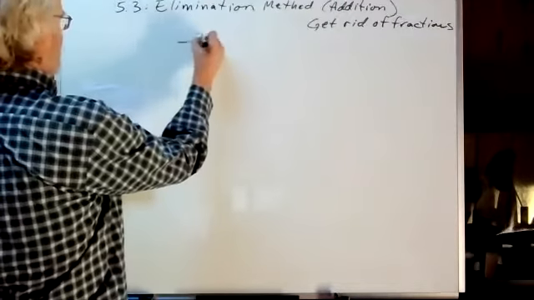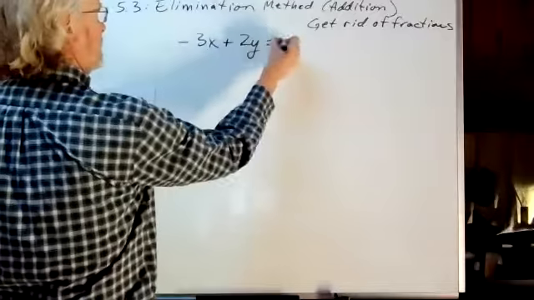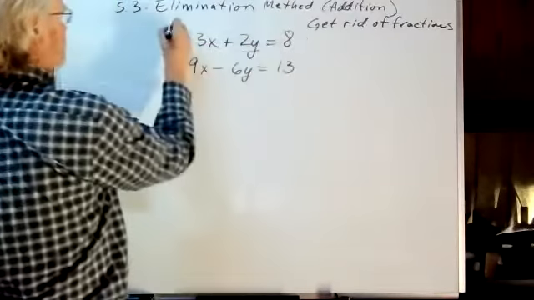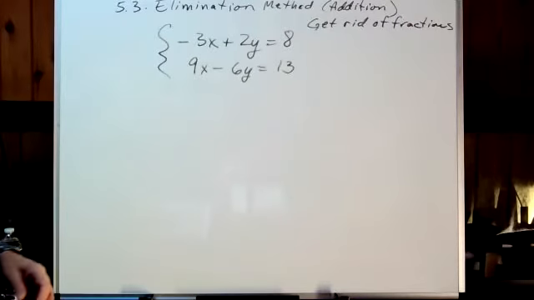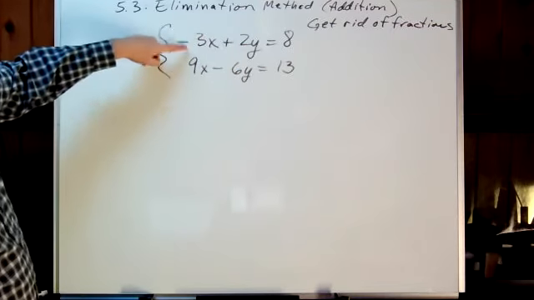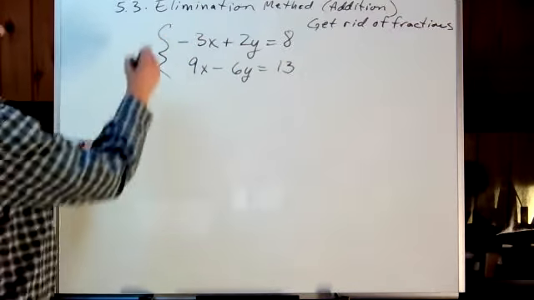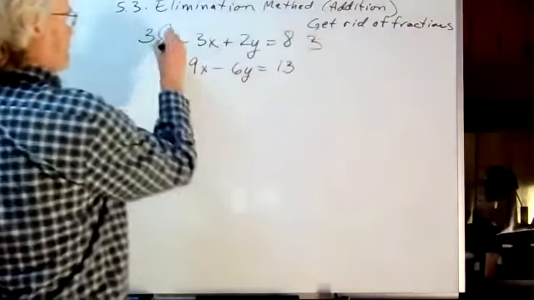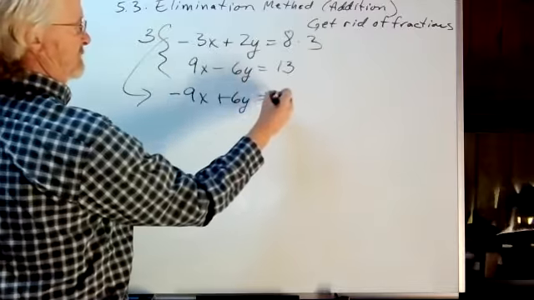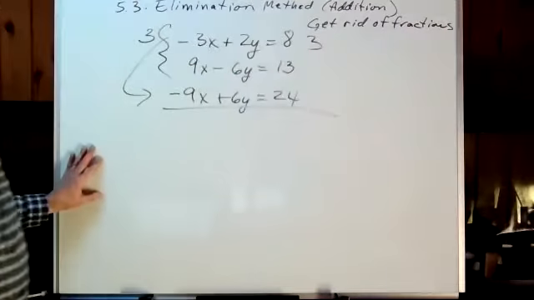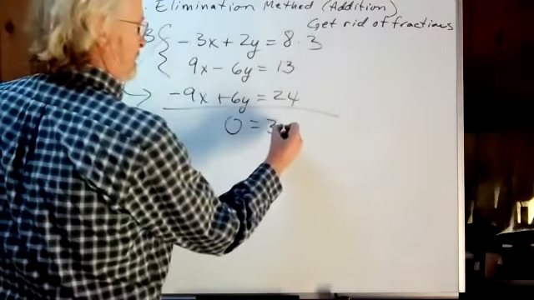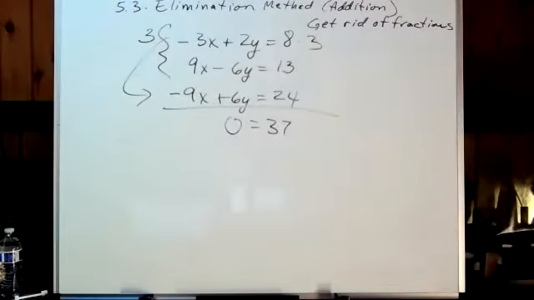How about this? Negative 3x plus 2y is 8. 9x minus 6y is 13. What's this one going to be? I'm so predictable, I think. Well, I can multiply by 3 and I get 9s here, right? So let's multiply that first one, everything by 3. I get negative 9x plus 6y equals 24. Add them together. No x's, no y's. 0 equals 37.